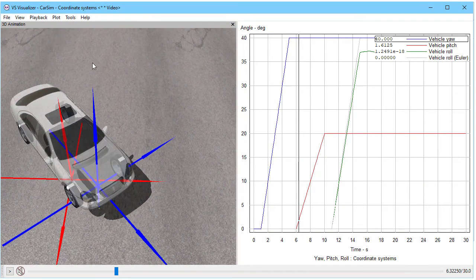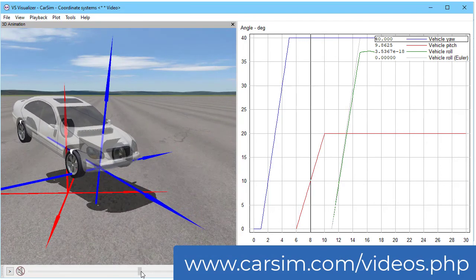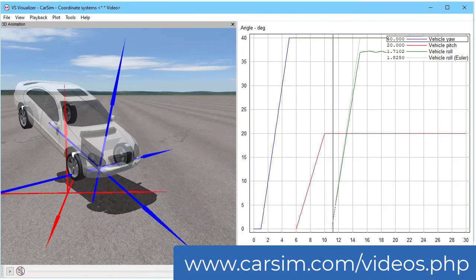You've now seen how you define the coordinate systems that in turn define pitch and roll in CarSim and TruckSim models. Thank you for watching.